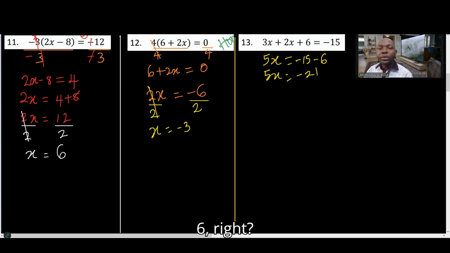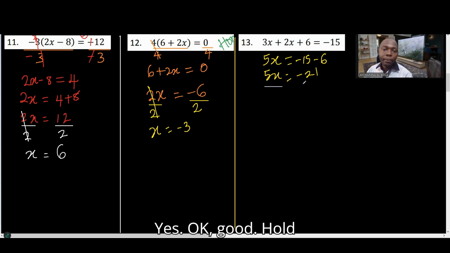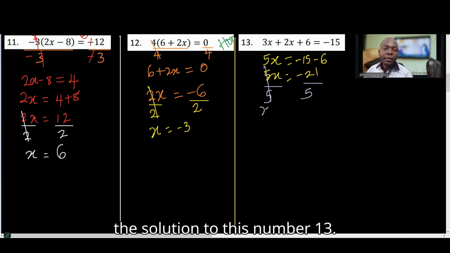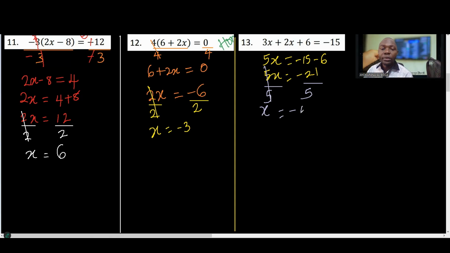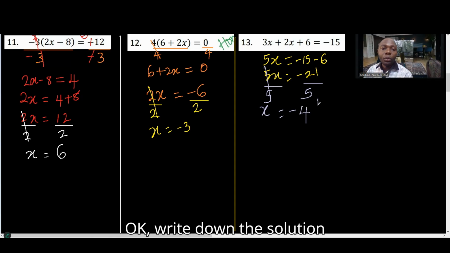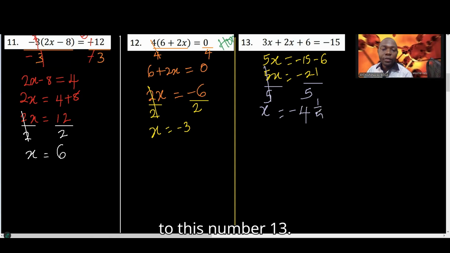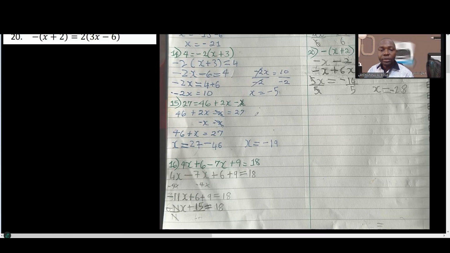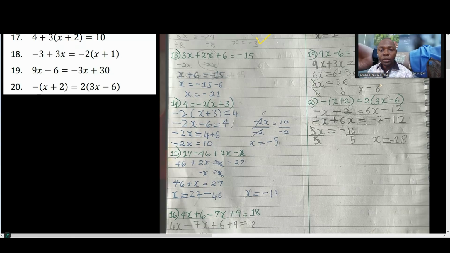Then you can divide both sides by what now? 5. 5, correct. So 5 cancels 5. Then you have x equal to minus 4 whole number, 1 over 5. Instead of saying minus 21 over 5, it's a minus 4 whole number, 1 over 5. You didn't finish up this one, right?